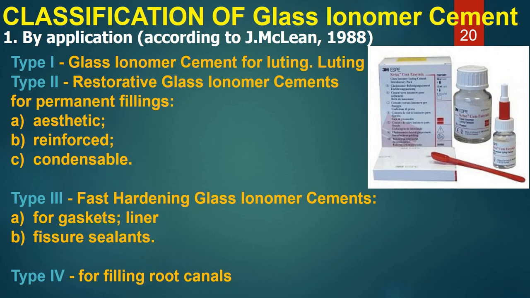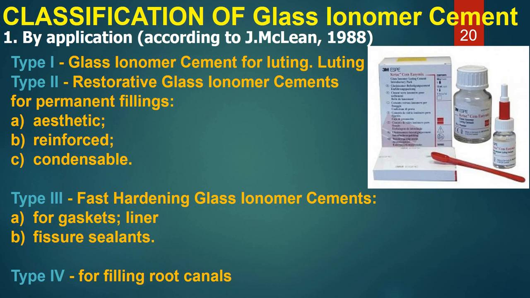Classification of glass ionomer cement. By application, according to McLean, 1988. Type 1: glass ionomer cement for luting. Type 2: restorative glass ionomer cements for permanent filling. A. Aesthetic. B. Reinforced. C. Condensable.